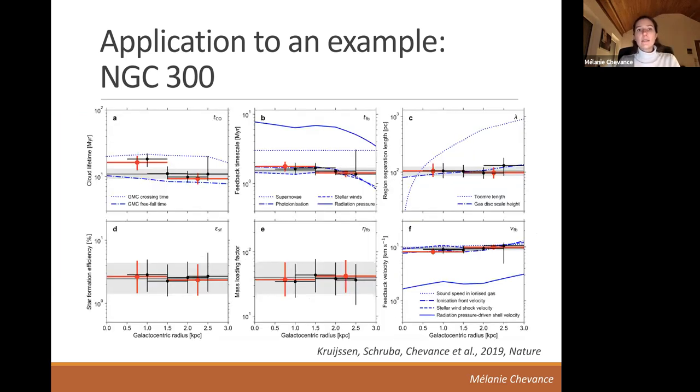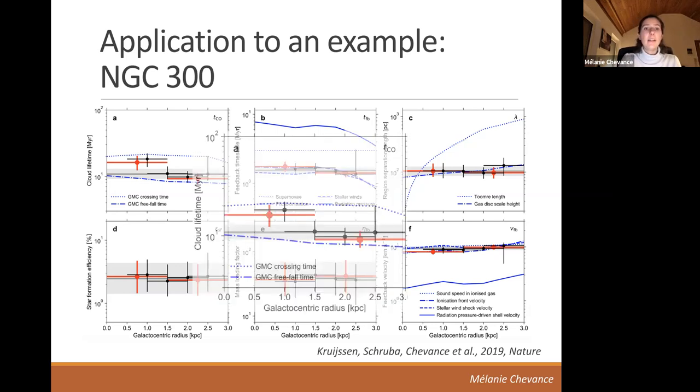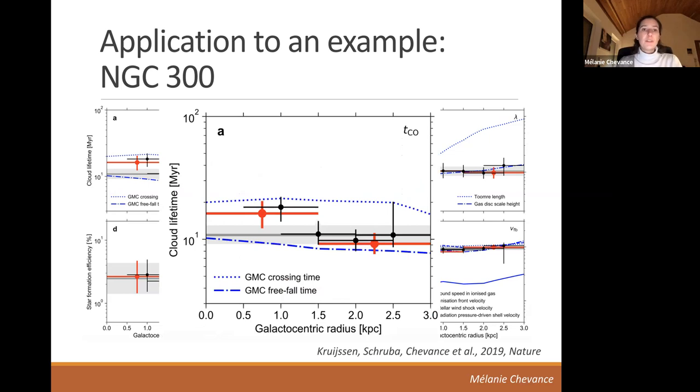So let's look a little bit more into these numbers. These were averaged over the entire galaxy, but we can also look into more detail and look at how these numbers vary within the galaxy. And I will present some of these panels here independently. So first, let's look at the cloud lifetime. It's pretty short, right?